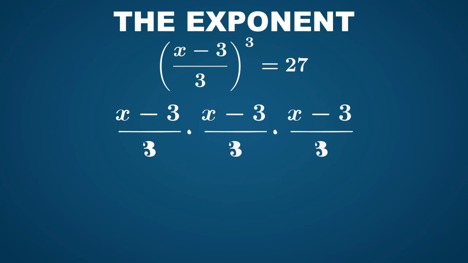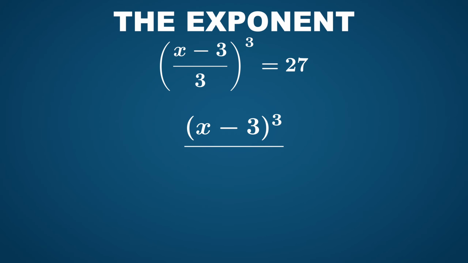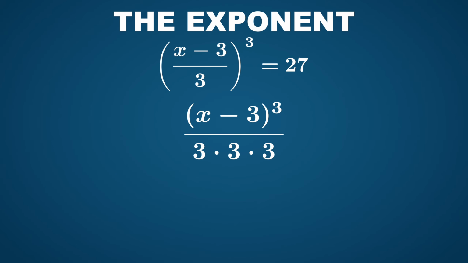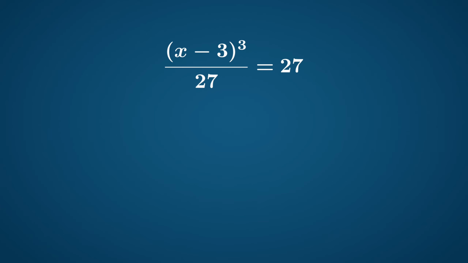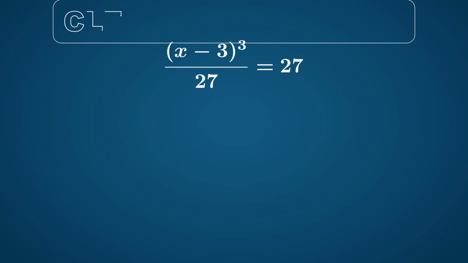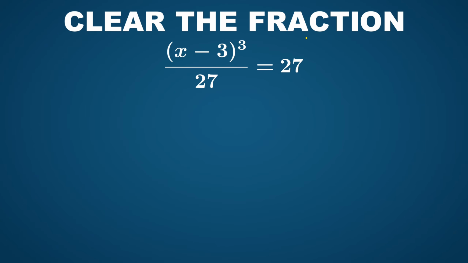So the numerator here becomes (x minus 3) raised to the third power. The denominator becomes 3 times 3 times 3, the cube of 3. Now, 3 times 3 makes 9, and 9 times 3 brings us to 27. So the left side turns into (x minus 3) cubed, all sitting over 27. Our equation now says (x minus 3) cubed divided by 27 equals 27.